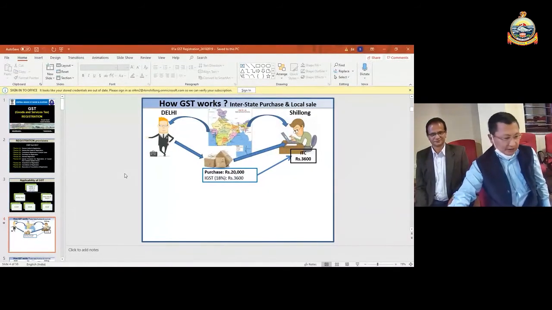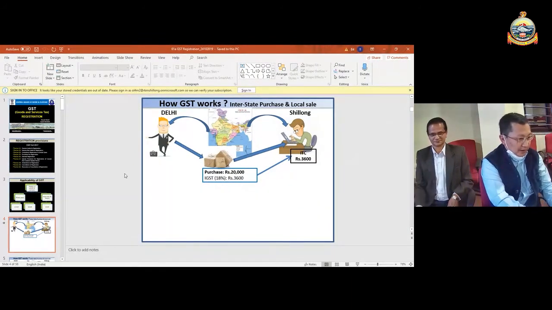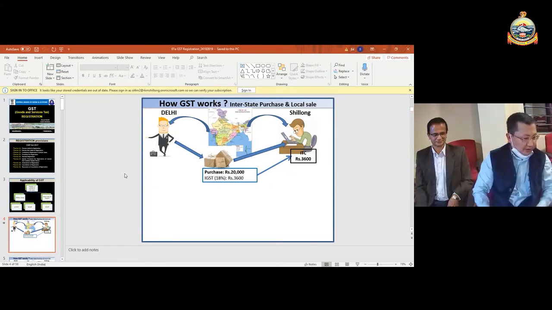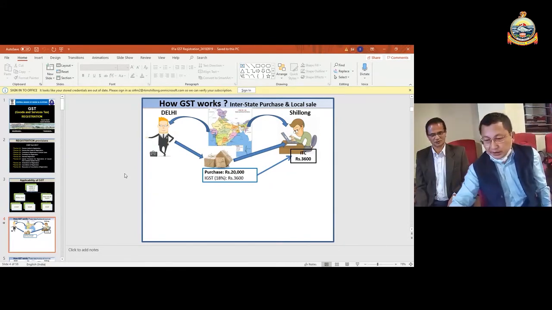I'll just give you the basic concept of what GST is about through this slide. Let me just check one question. ITC on capital goods, they need an elaboration. Okay.